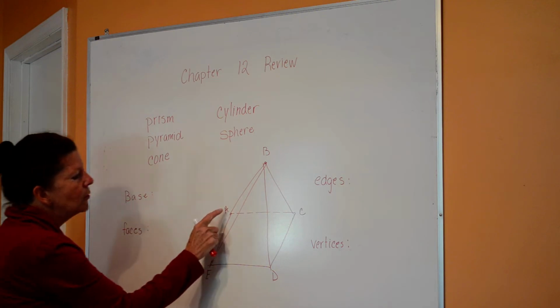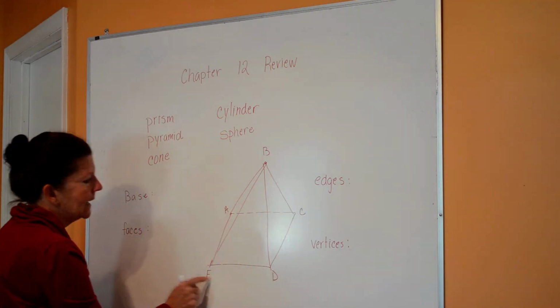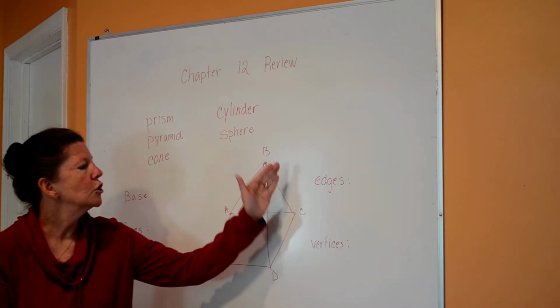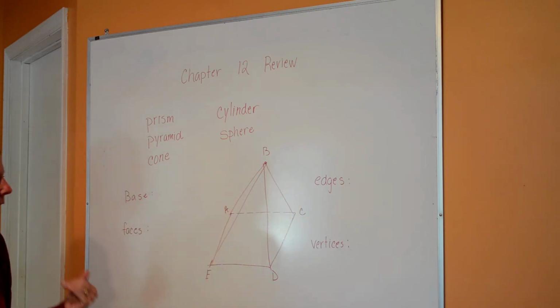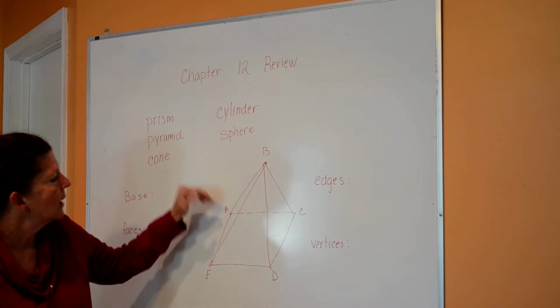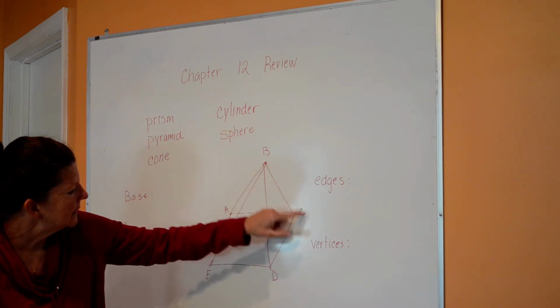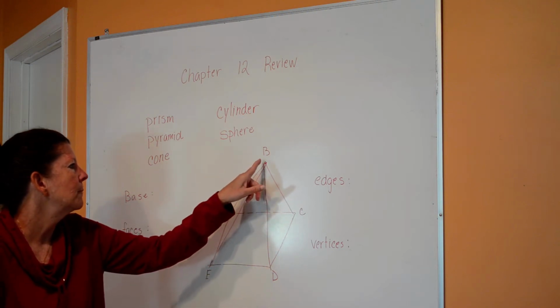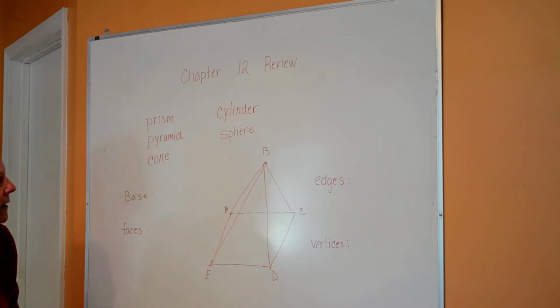So the base here would be A, C, D, and E. Then your faces would be the four triangles that make up the sides. So make sure you get all four of them. Triangle ABC, triangle BCD, triangle EBD, triangle BAE.